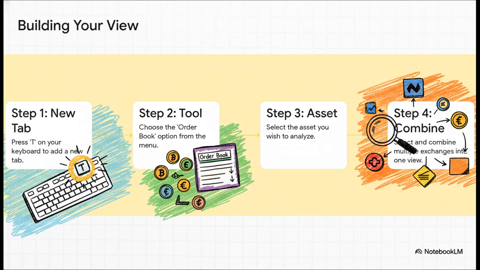First, just hit T on your keyboard. That brings up the menu to add a new tab. Easy. From there, you're going to pick the order book option. Then, of course, you select whatever asset you want to look at, and then here's the magic step. You combine the different exchanges you want to see.